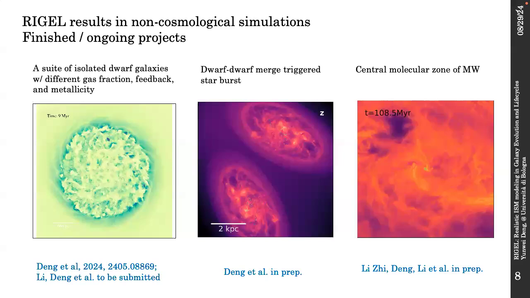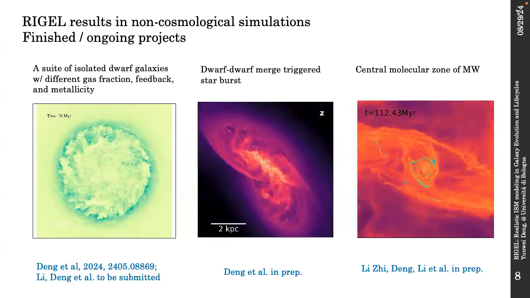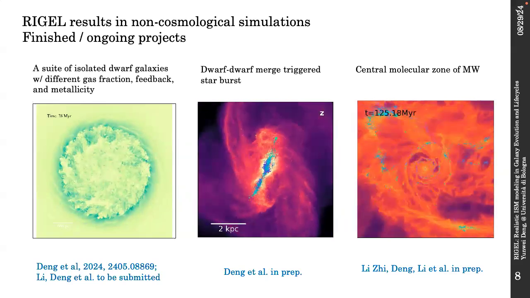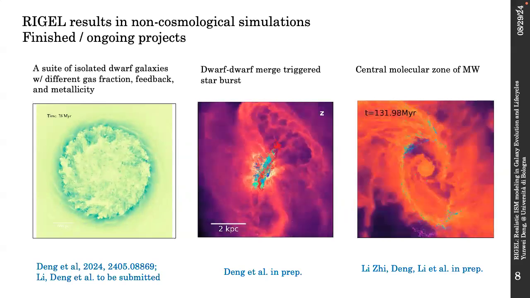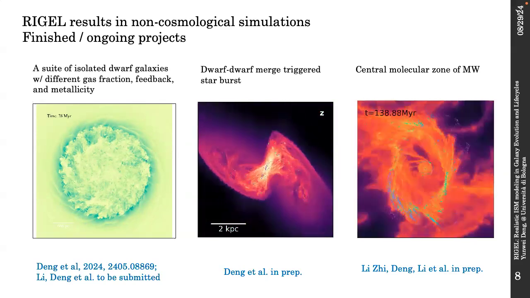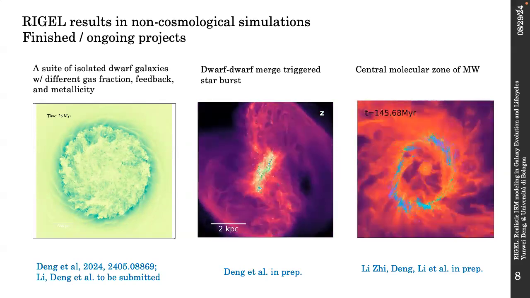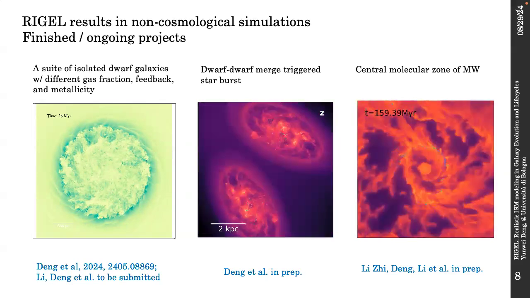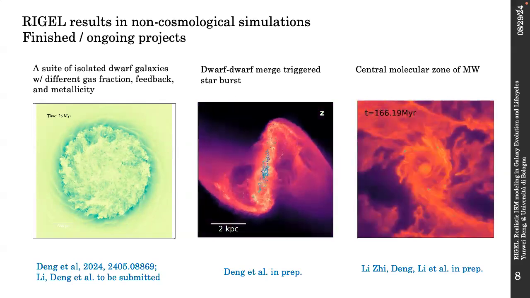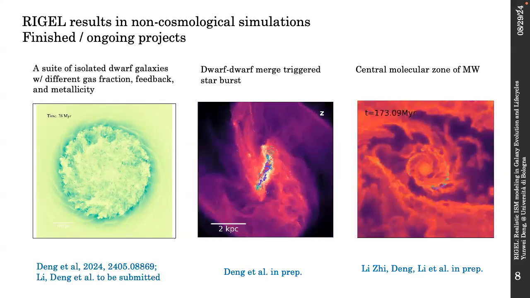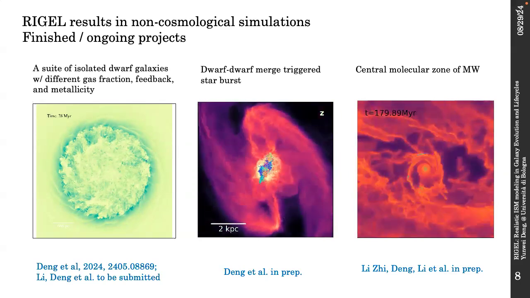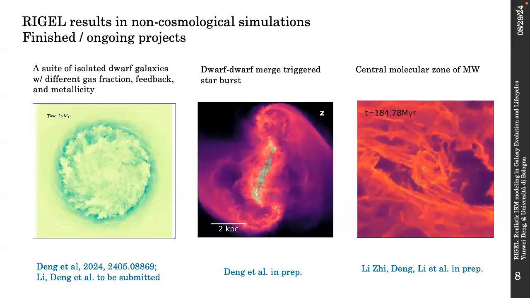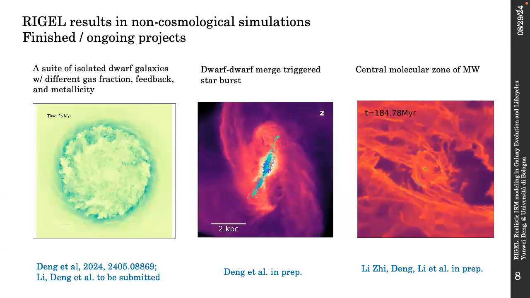Okay. So now with all these updates and implementations, we can finally simulate dwarf galaxies with on-the-fly radiative transfer and metallicity-dependent stellar feedback from individual massive stars. So we launched the RIGEL project. At the beginning, we tested the performance of RIGEL in simulations like these isolated dwarf galaxies, and this merger of two identical dwarf galaxies, which is a major merger.